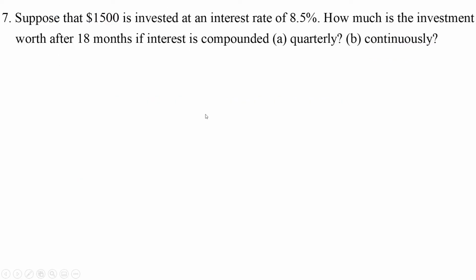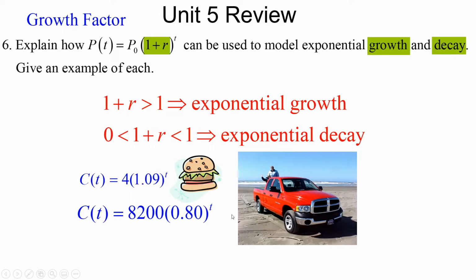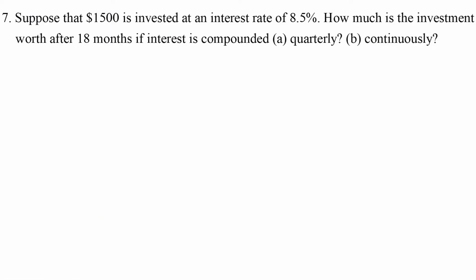Number 7. All right, here. Now we're going to make money. We're not losing money on a truck. We're going to make money on an investment. So, number 7. Suppose that $1,500 is invested at an interest rate of 8.5%. Nice. How much is the investment worth after 18 months if its interest is compounded quarterly?